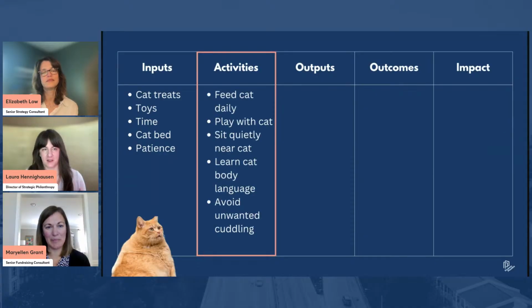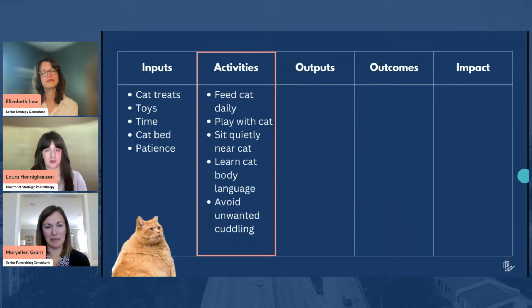Then we get to our activities. So what are we actually doing with those inputs, right? We are going to feed the cat daily. We are going to play with the cat. We are going to sit quietly near the cat. We are going to learn cat body language for what that's worth. And we are going to avoid unwanted cuddling, right? So these are all the different things that we're doing. If you remember, our ultimate goal is to get this cat to like us. We have different things that we're going to use to make that possible, and these are the activities that we are going to be doing to get us to that ultimate goal.